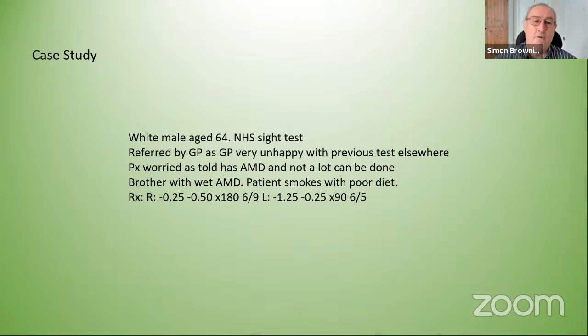We've got a 64-year-old patient referred because the GP was unhappy. He's been told he's got AMD and that nothing can be done for him. His brother's severely sight impaired with wet AMD. He himself is overweight. He smokes. He's got a poor diet. Then you can see the vision in that right eye is down.